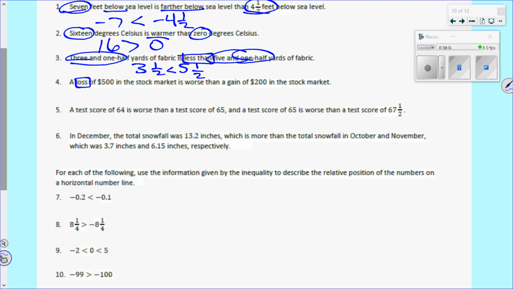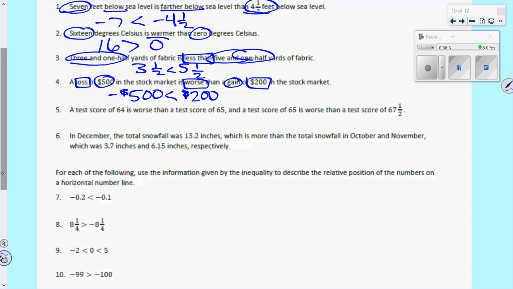So a loss of 500 in the stock is worse than a gain of 200. So a loss of 500 I would show by the integer -500 is worse than, so that means which symbol? Less than. A gain of 200 would be 200. Does that look right? Yeah. Is everybody sure again?